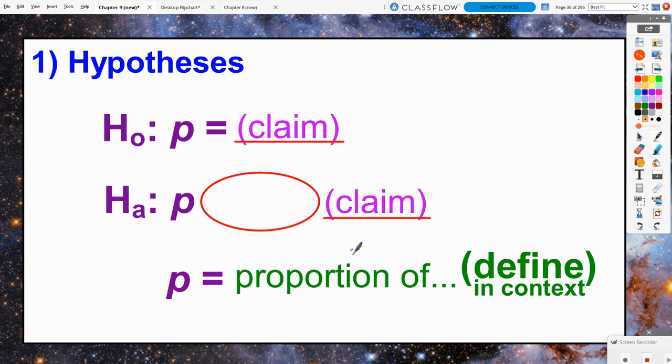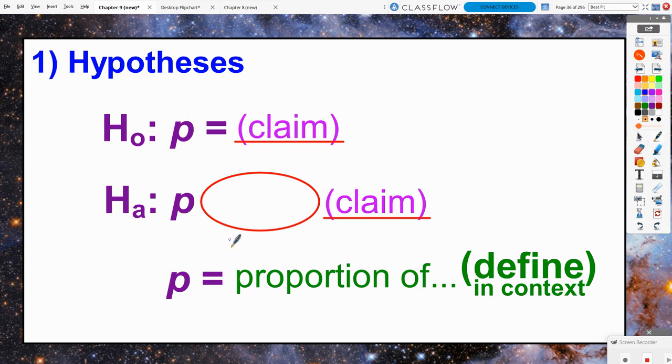Now, there's going to be times where a problem might state they're just looking for a difference in general. They don't know which way from the initial claim in the null hypothesis that the alternate is going to go. So if they just are looking for a difference, then we would use not equal to. We don't know if it's going to be greater than or less than, or maybe we don't care if it's greater than or less than. What we care about is that it's not that specific number.